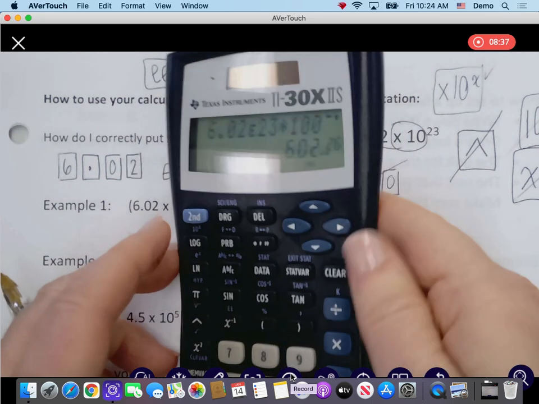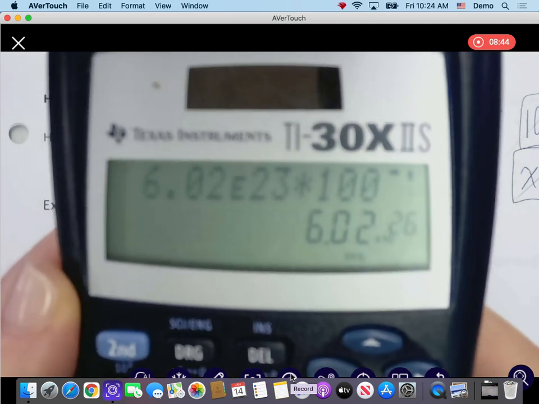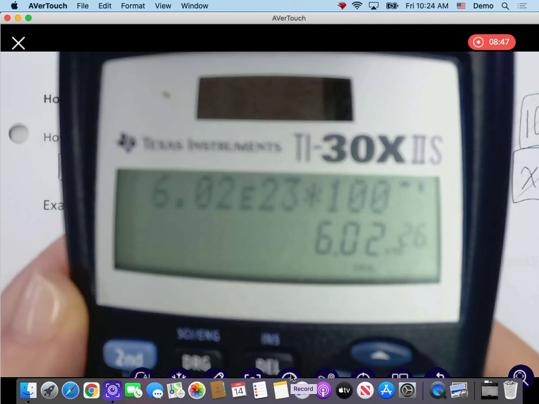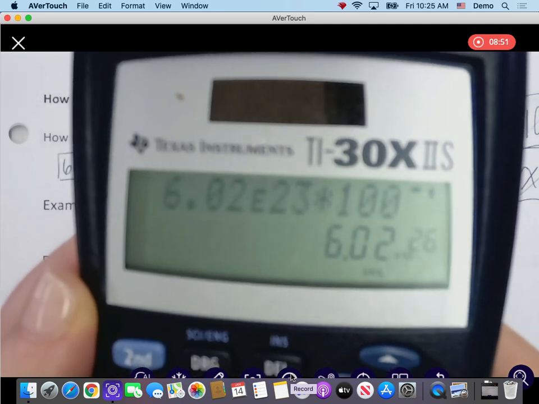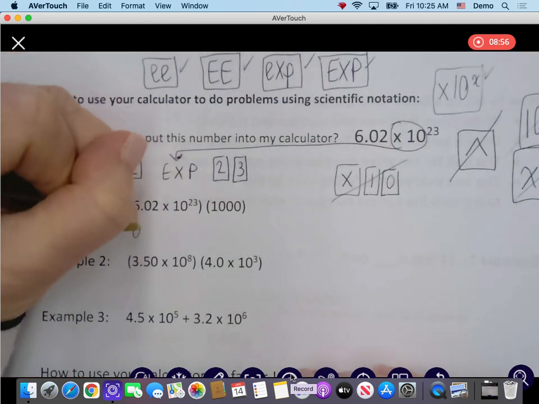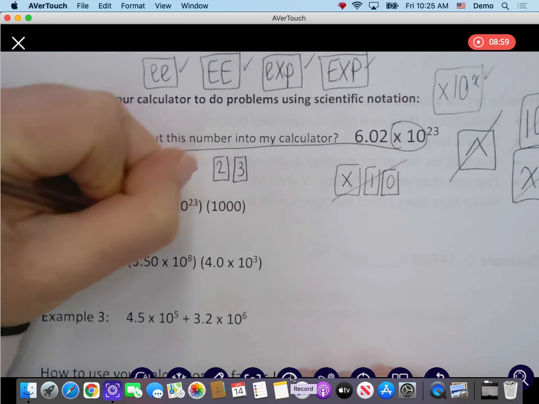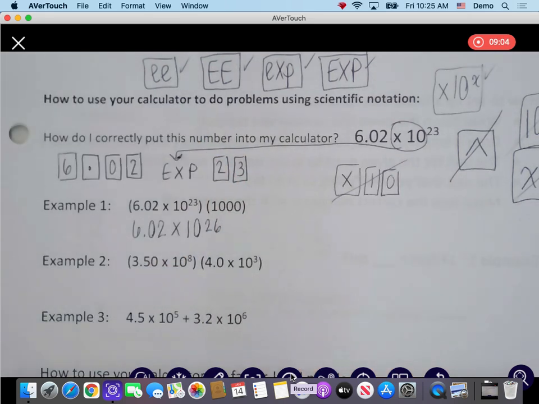Now, see how my calculator gives that answer? Whoops. It's got an itty bitty times 10 and then the 26. Some of you will just have a space and a 26. Some of you will have a space and two little zeros up high and a 26. It's going to look different on different calculators. So the answer is 6.02 times 10 to the 26th. Who got that? Okay. Let's do another one.